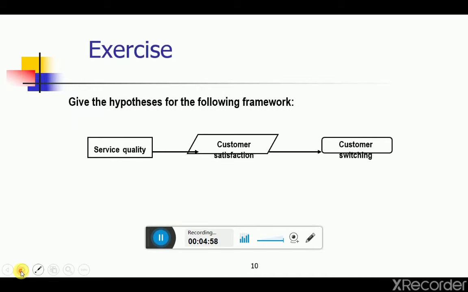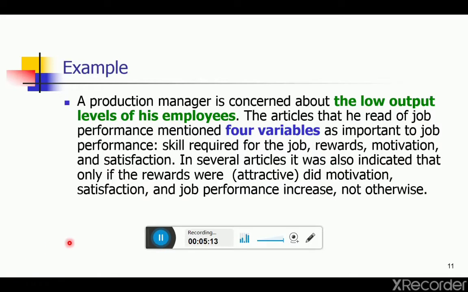Another we have customer satisfaction. Service quality is the independent variable, customer switching is the dependent variable, and customer satisfaction is also sort of a mediating variable. Try to generate your own hypothesis. Hope inshallah the idea will be clear, it is not so difficult.